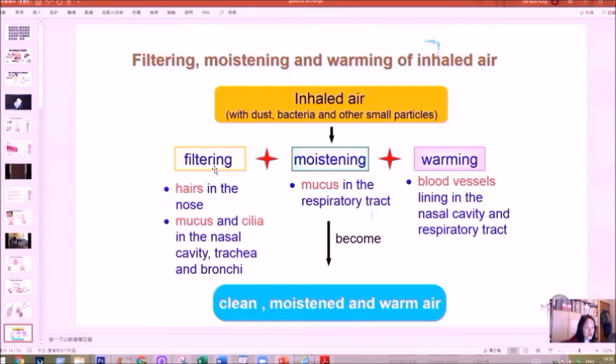So for these structures, after the air passes through our bodies, we find that the air is clean, moistened, and warm. Why? First of all, we have hair and also mucus. They filter the dust. We also have mucus and a water film in the lungs. This can moisten the incoming air, make it moist. Lastly, in our lungs and breathing tract, we have blood vessels which carry warm blood. They can warm up the air.